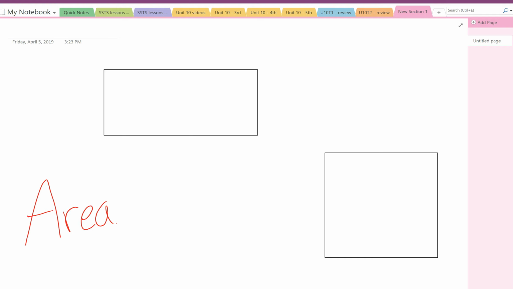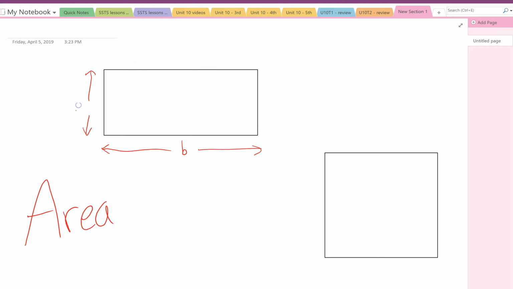So if I want to know the area of this rectangle up here, I need to know its dimensions. In other words, I need to know the length of its height and the length of its base, right? Or I could also say I need to know length and width. Okay, so I need to know something about how big this rectangle is. Once I know that, I can figure out its area.